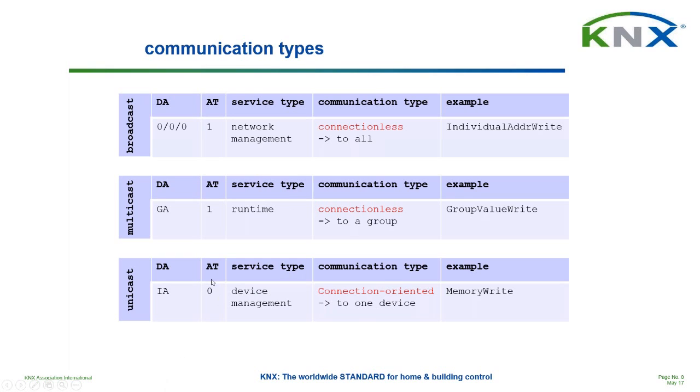In case the address type is 0 in combination with a value, then this is a unicast telegram. So it's to a specific individual address.